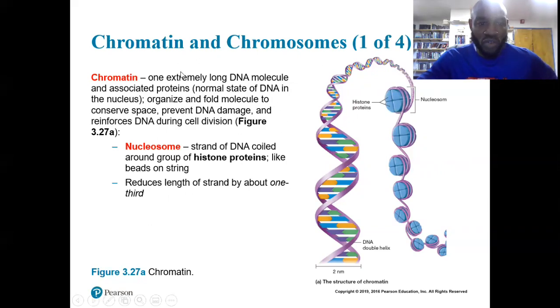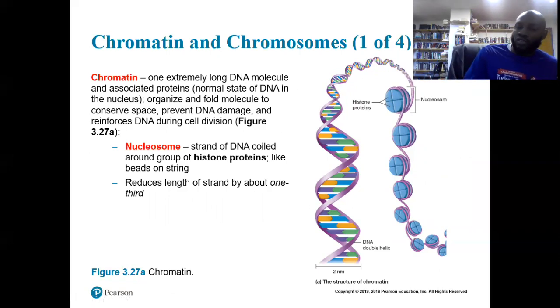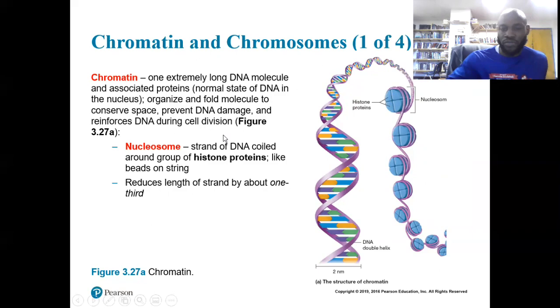and it organizes and folds the DNA molecule to conserve space. It also helps prevent damage and reinforces DNA during cell division. So a nucleosome is a strand of DNA coiled around a group of histone proteins, right? Each one of these is what we call a nucleosome. So chromatin is a DNA molecule wrapped around its associated proteins. Each section is a nucleosome. Histone proteins is what they're called.